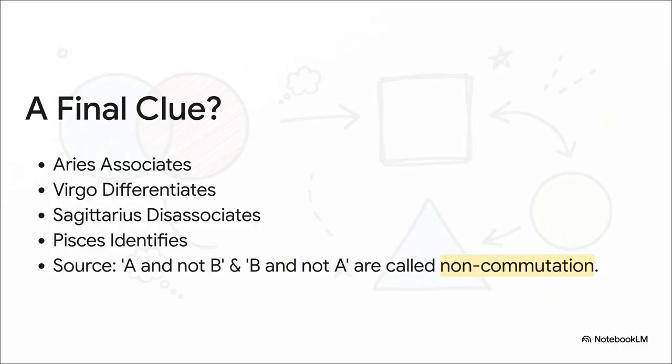But wait, there's one more piece to the puzzle. The source straight up says that A and not B, and B and not A. Remember those 2 crescent shapes we saw? It calls them 2 forms of non-commutation. Now, that's a fancy term, but all it really means is that order matters a lot. It's just like our if-then statements. So somehow, the source is connecting these very specific logical shapes to these astrological terms.